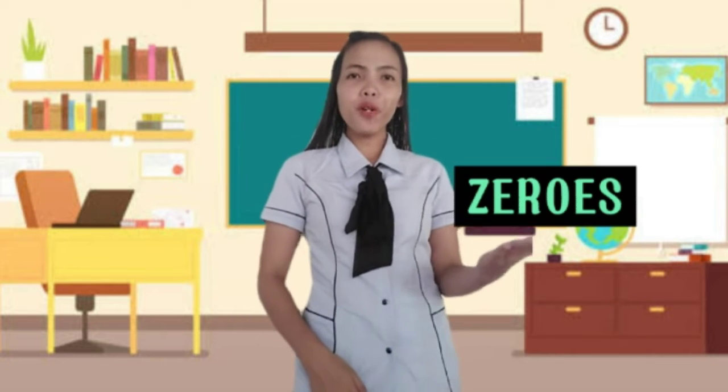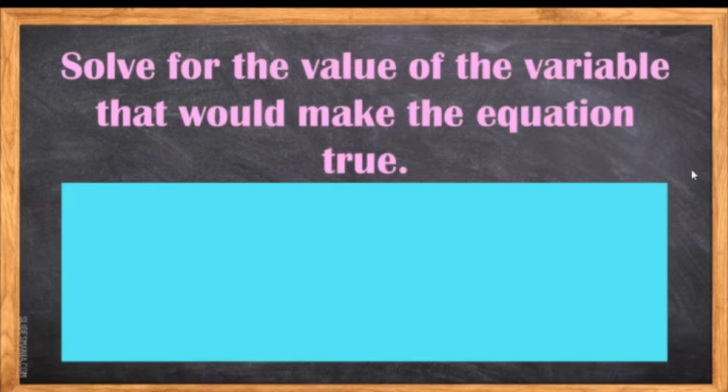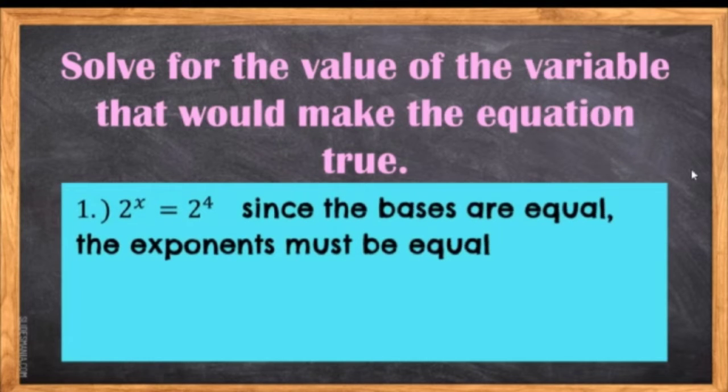To help you understand the lessons, I'll give you some examples that will help you understand the topic of intercepts, zeros, and asymptotes of exponential function. Solve for the value of the variable that would make the equation true. First example, 2 raised to x is equal to 2 raised to 4.